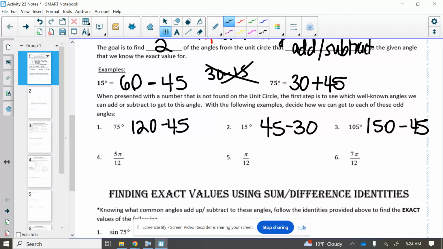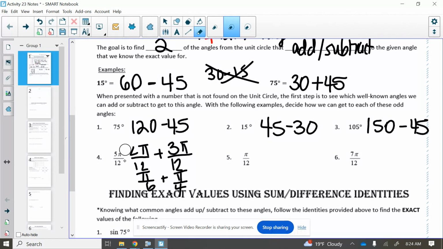Now, when it comes to radian values, you can, of course, find two radian values that add to be the angle. For instance, if we had 5 pi over 12, we could think about pi over 6 as 2 pi over 12, and do 2 pi over 12 plus 3 pi over 12. These both reduce to values from our unit circle that we, in fact, know. But quite honestly, it's a lot more time consuming to do that.